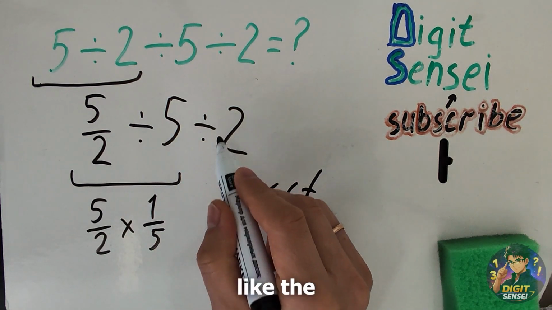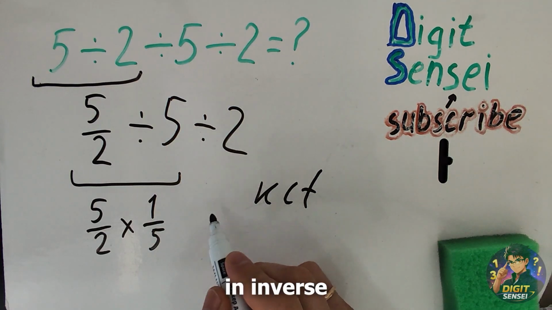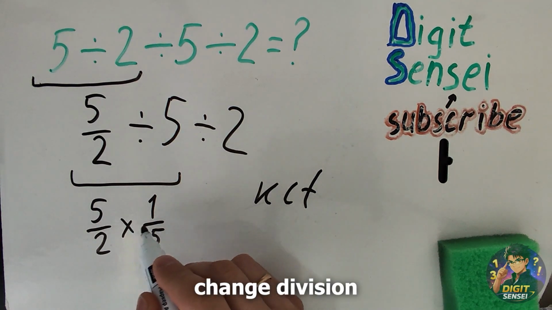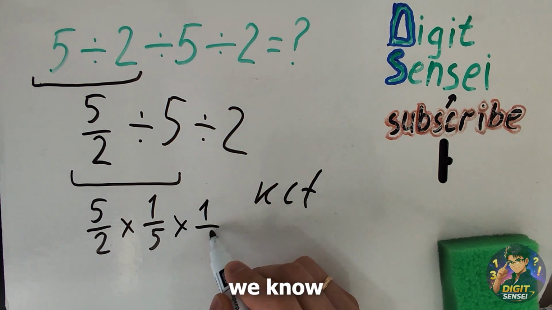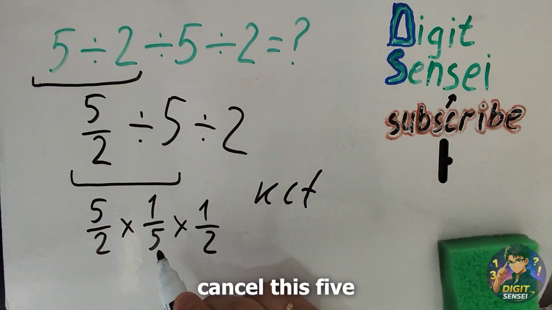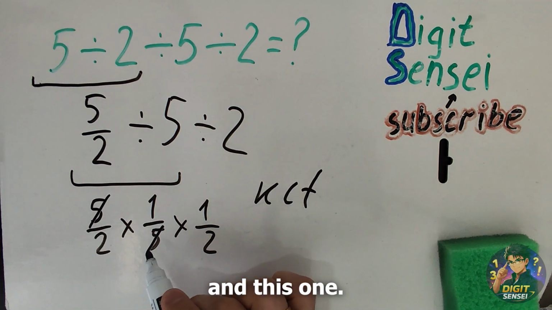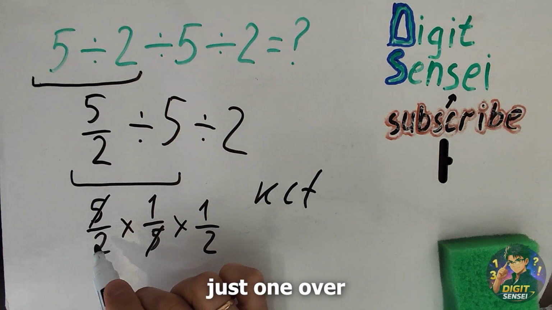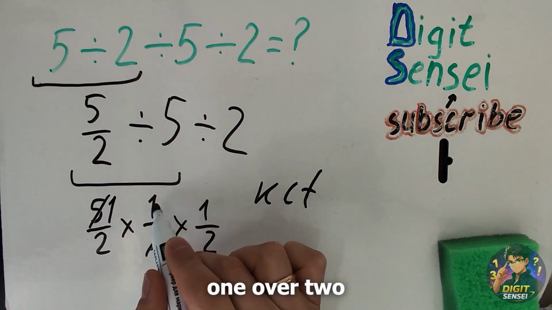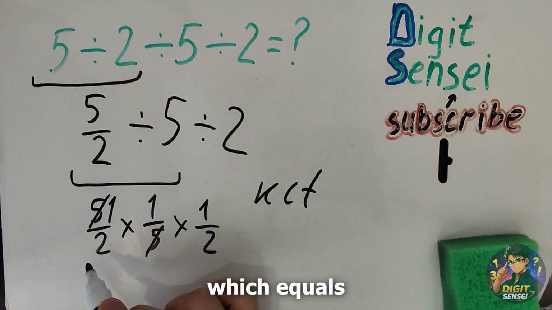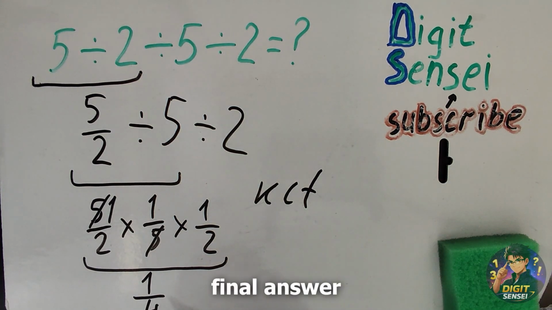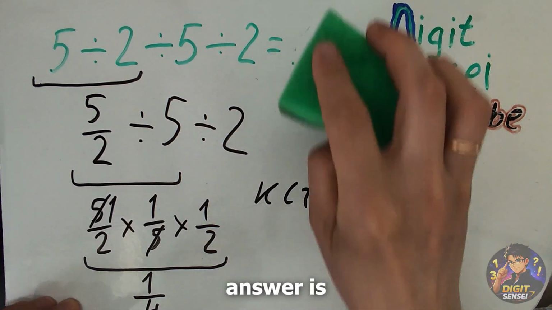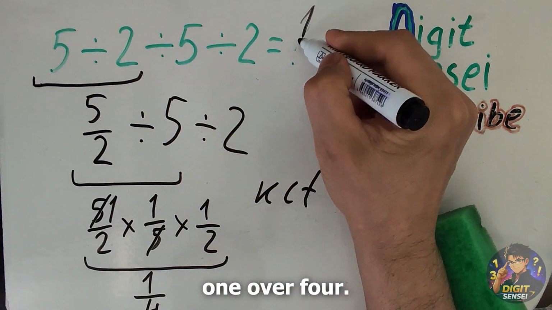And again here we can apply the KCF rule. Keep the first fraction, change division to multiplication, and flip the second fraction. Okay? Now, we can easily cancel this 5 and this 5. So here we have just 1 over 2 times 1 over 2, which equals 1 over 4. And this is our final answer to this problem. The correct answer is 1 over 4.